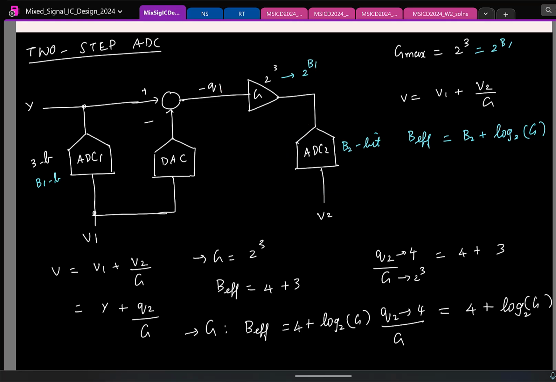And the important thing to notice, this swing here must be within the range for the second ADC, otherwise it gets screwed up. Okay. So now let's actually see how we can go and do this business, V1 plus V2 by G. For that, I'll take the same case. I assume that V1 is 3 bits, V2 is 4 bits.